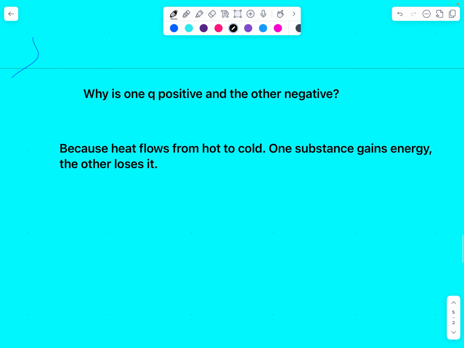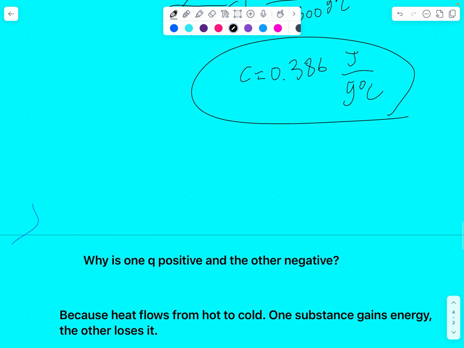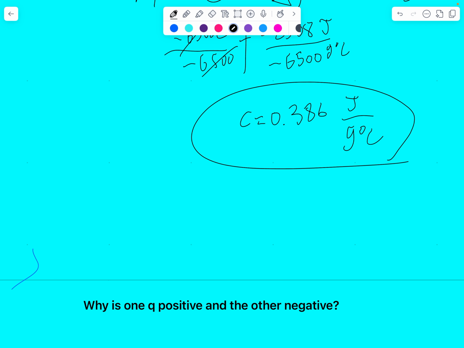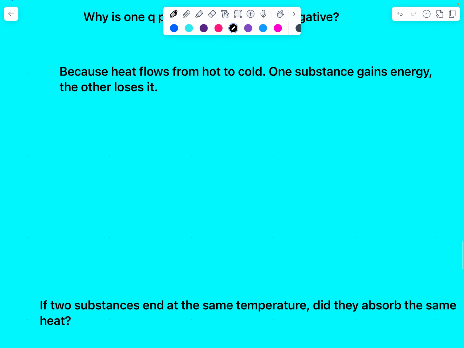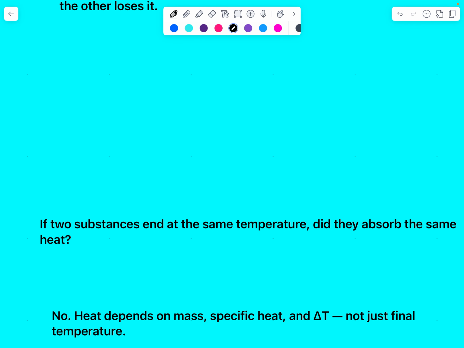You see? Can I show you a hint on that? So, why is one Q positive and the other negative? Because heat flows from hot to cold. I told y'all that in the beginning. One substance gains energy and the other loses it. Simple as that. If two substances end at the same temperature, did they absorb the same heat? No. Heat depends on mass, specific heat, and delta T, not just your final temperature.